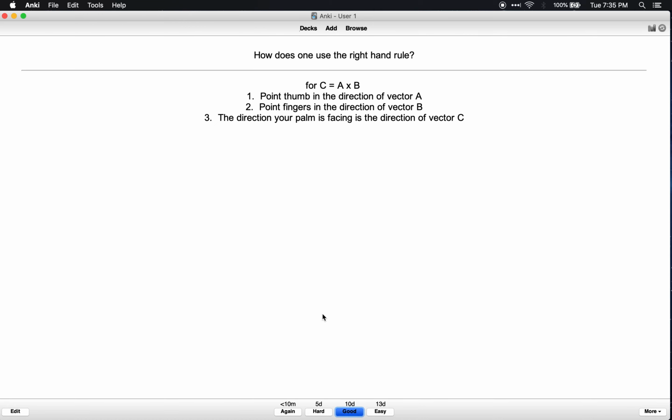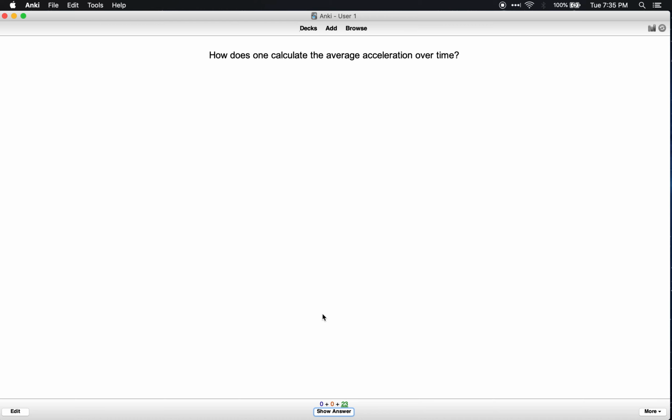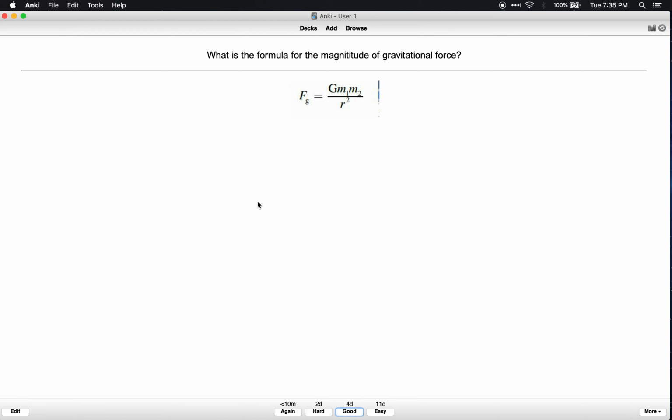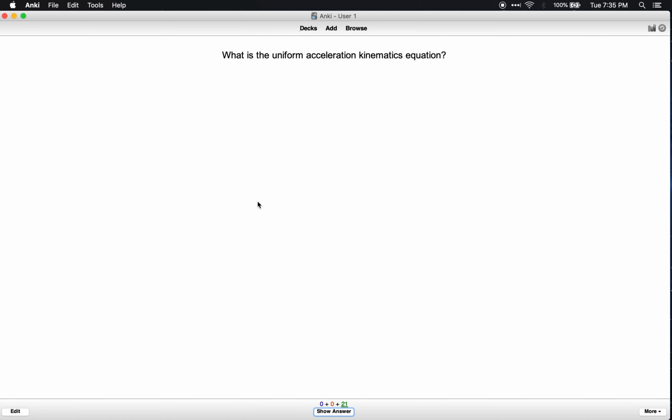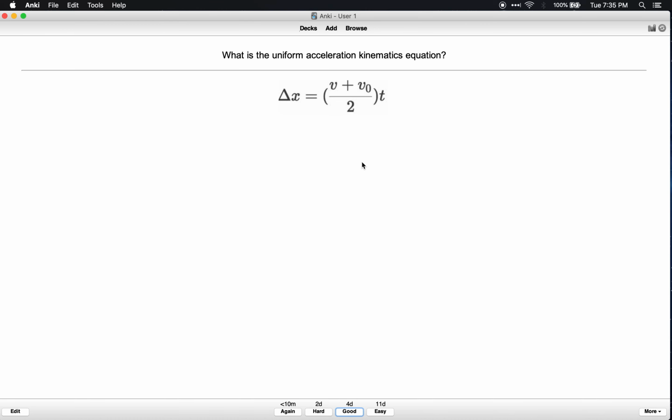It's pretty self-explanatory. Average acceleration over time is delta V over delta T. For the magnitude of gravitational force, Fg equals G m1 m2 over r squared. Uniform acceleration, kinematics equation: a equals V final minus V initial over delta T.